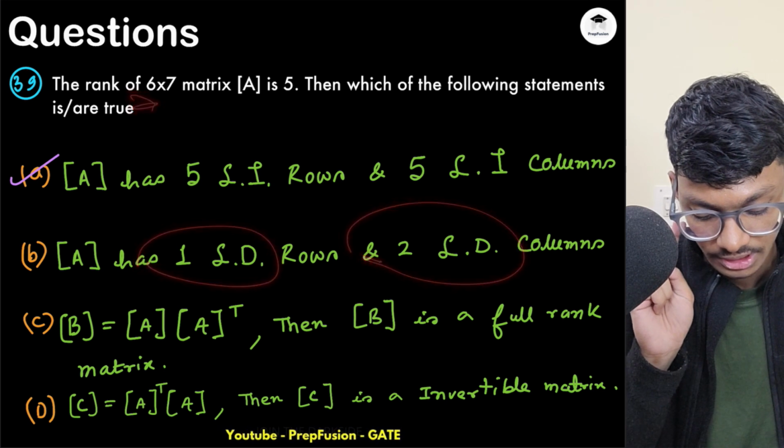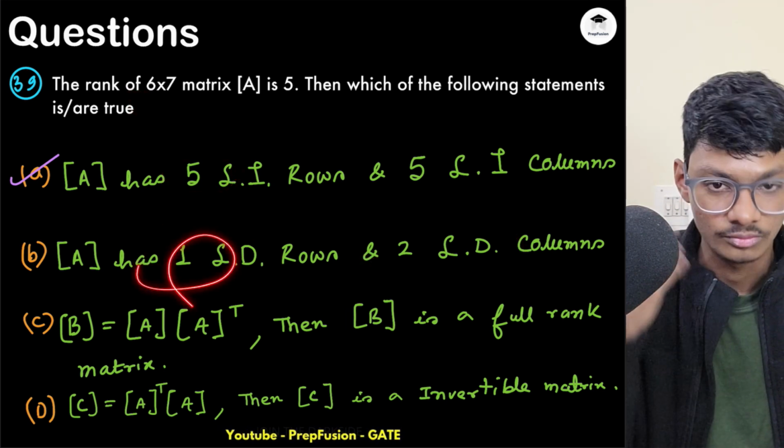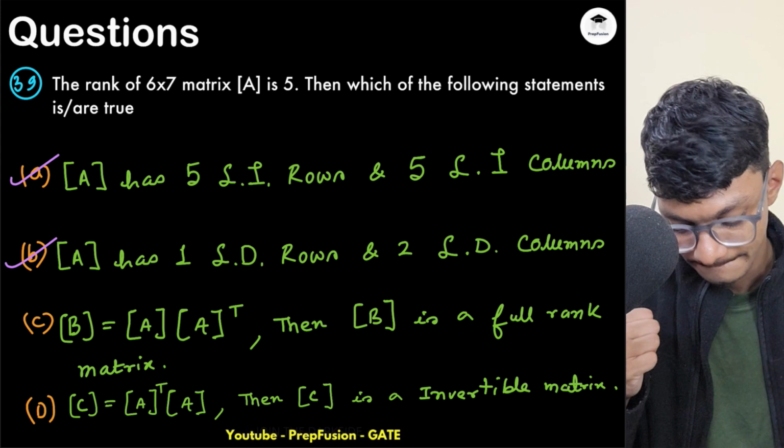This part, it has 6 rows and 5 of them are linearly independent, so the other one will obviously be linearly dependent. So this one again is correct.